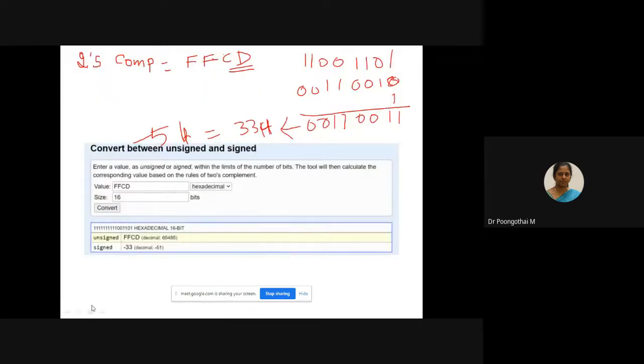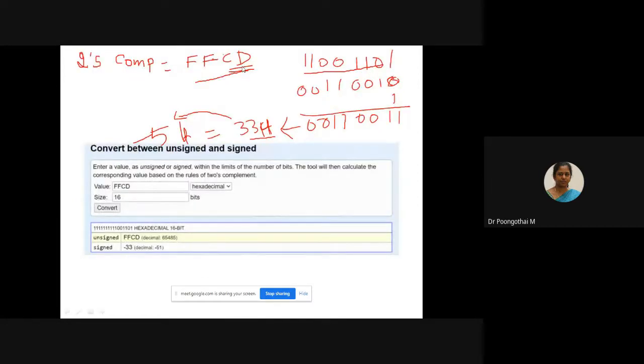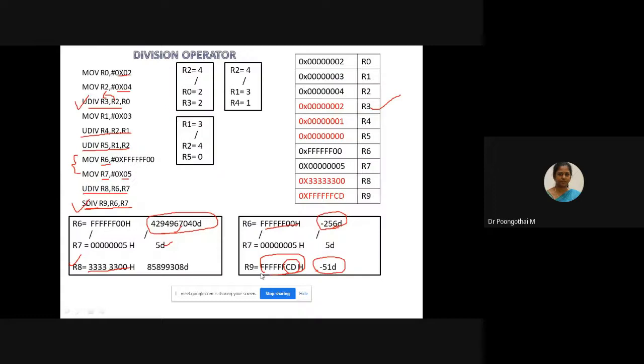So look at this. Your answer is FFCD. So CD, I am going to take the 2's complement. What is the answer? 33 is the hexadecimal. The equivalent value is 51. So 51 decimal is the exact answer. See, this is your answer.